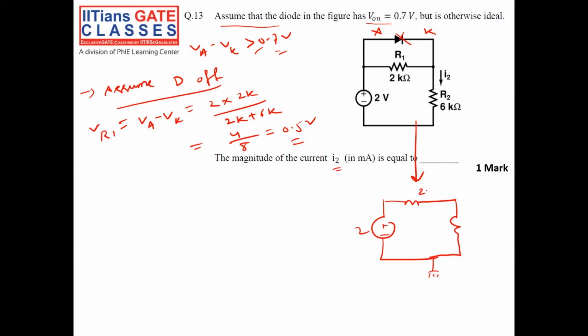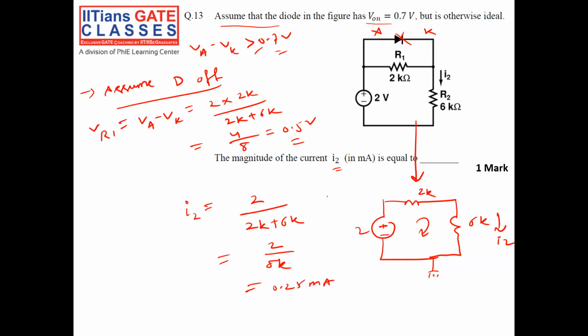Okay, this is 2K, this is 6K, this is I2, right? So what is my current? I2, very straightforward. I2 is equal to 2 volt by 2K plus 6K, equal to 2 by 8K, which is equal to how much? 0.25 milliampere. Right? 2 by 8K is 0.25. So the answer should be in milliampere, means 0.25.